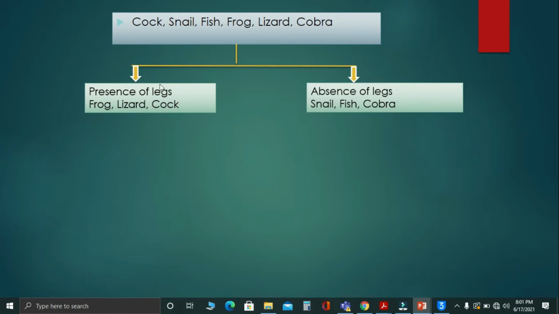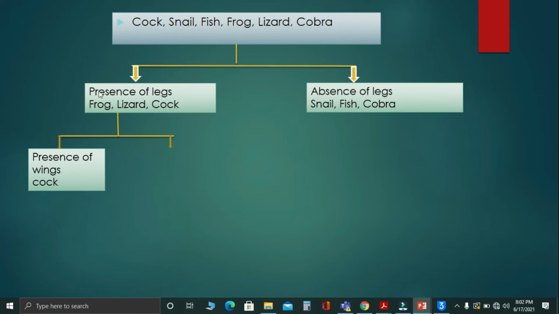The opposite of the feature, presence of legs, is absence of legs. So a snail, fish and cobra do not have legs, so they belong to this group. After that, this group should be separated until one item remains. So we have to separate these animals again.